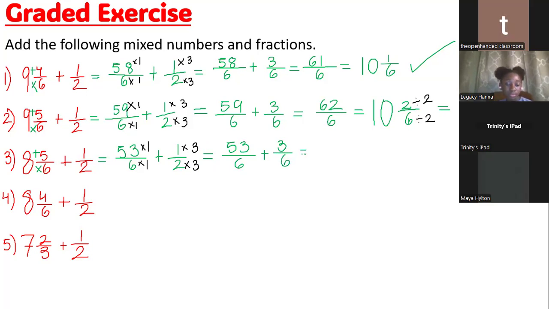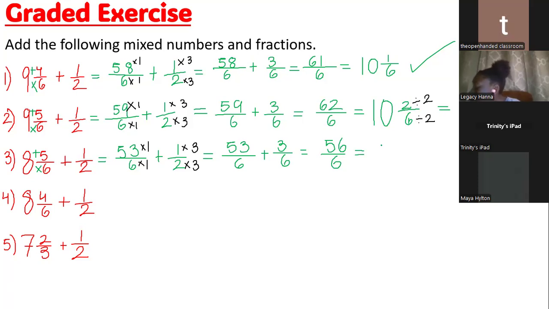53 plus 3 is what? 56. So the new fraction is 56 over 6. Then we have to divide it. 6 times 9 is 54.